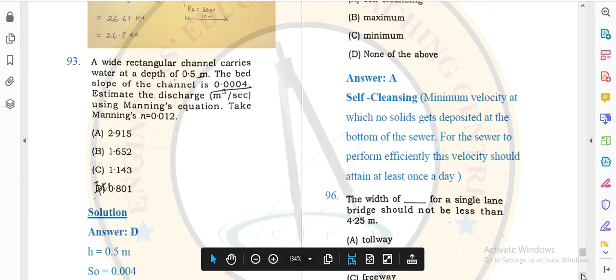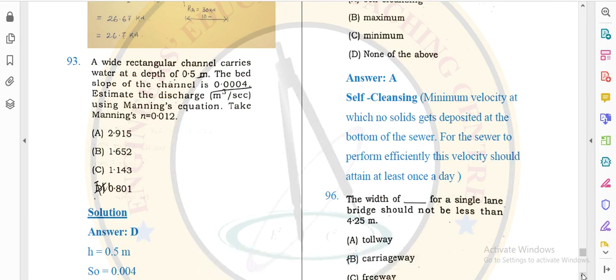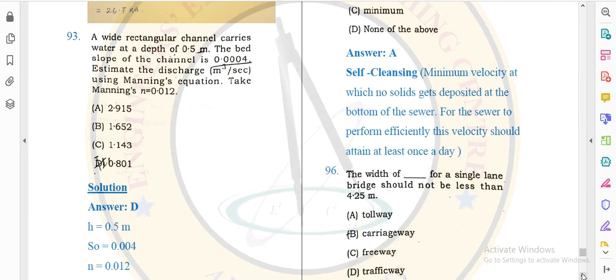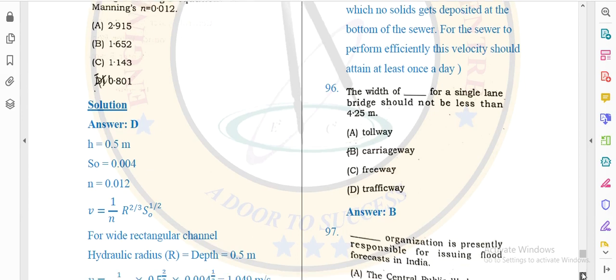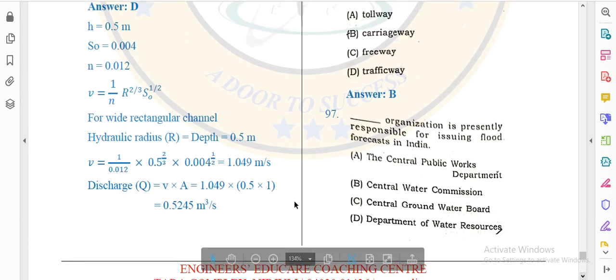Question number 93. A wide rectangular channel carries water at a depth of 0.5 meter. The bed slope is given. Estimate the discharge. So we have to estimate discharge. We can use Manning's formula, 1 by n R to the power 2 by 3 S to the power half. From there we can get the velocity. After velocity we can get the discharge as V into A. Okay.